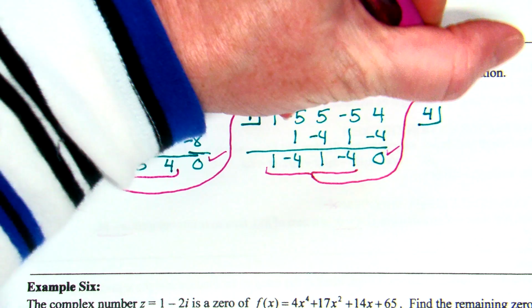Drop the 1. 4 times 1, 4. Negative 4 plus 4, 0. 4 times 0, 0. 1 plus 0, 1. 4 times 1, 4. Negative 4 plus 4, 0.